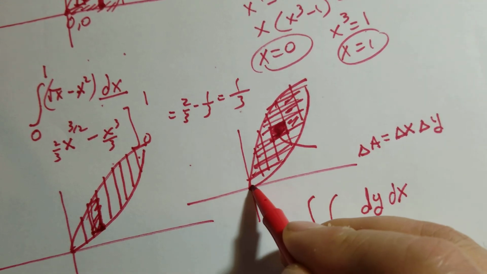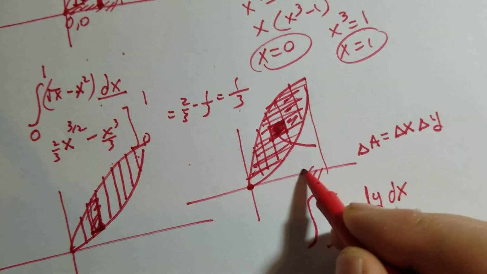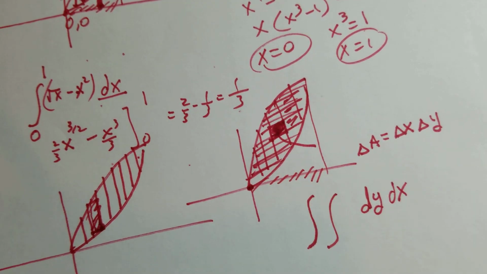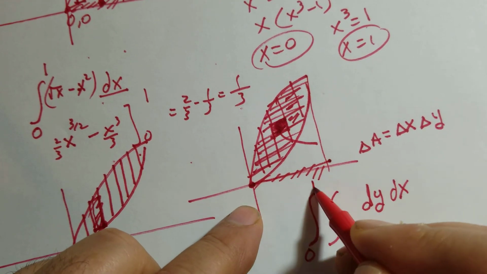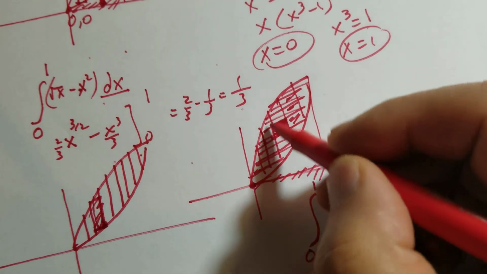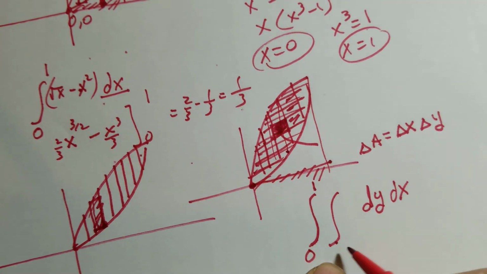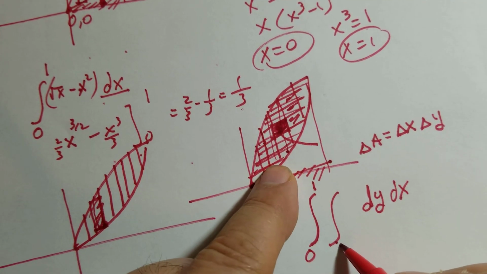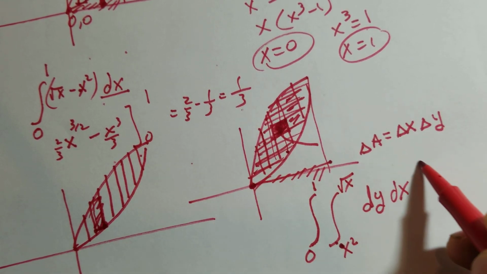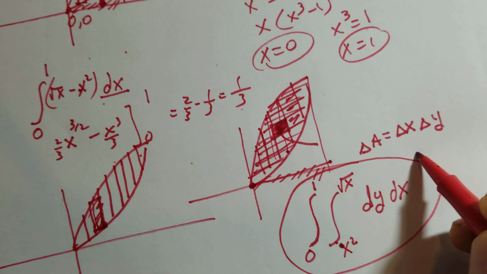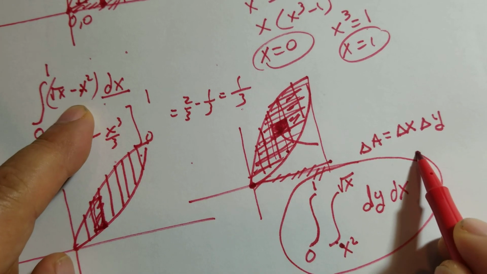Region, you can make your x fixed, because it's area. You have to have a fixed number. You have to have a definite integral. Therefore, your x only goes from 0 to 1, but your y changes. And the y, the bottom function, is x squared, and the top function is the square root of x. I can use a double integral instead of that one.